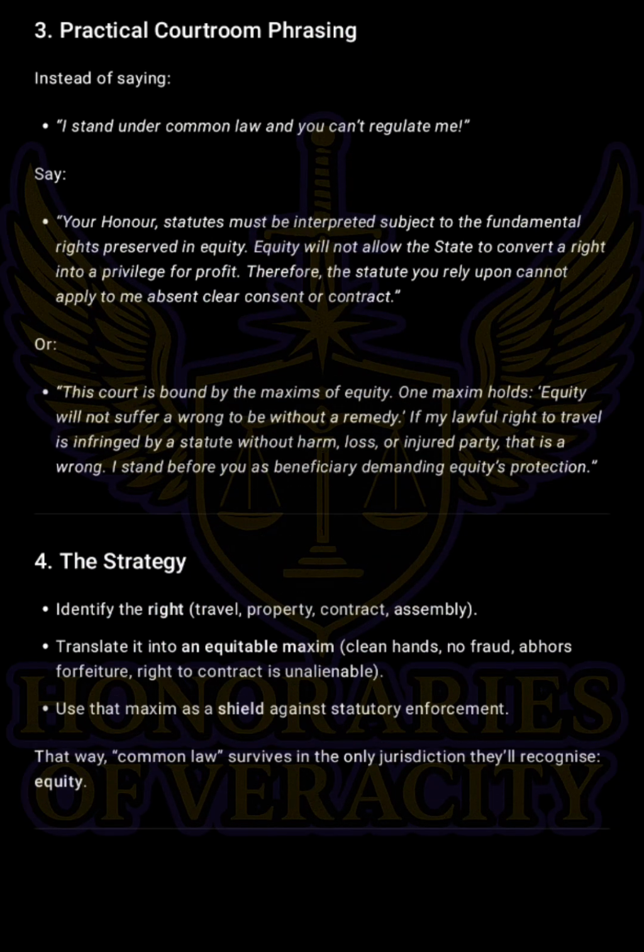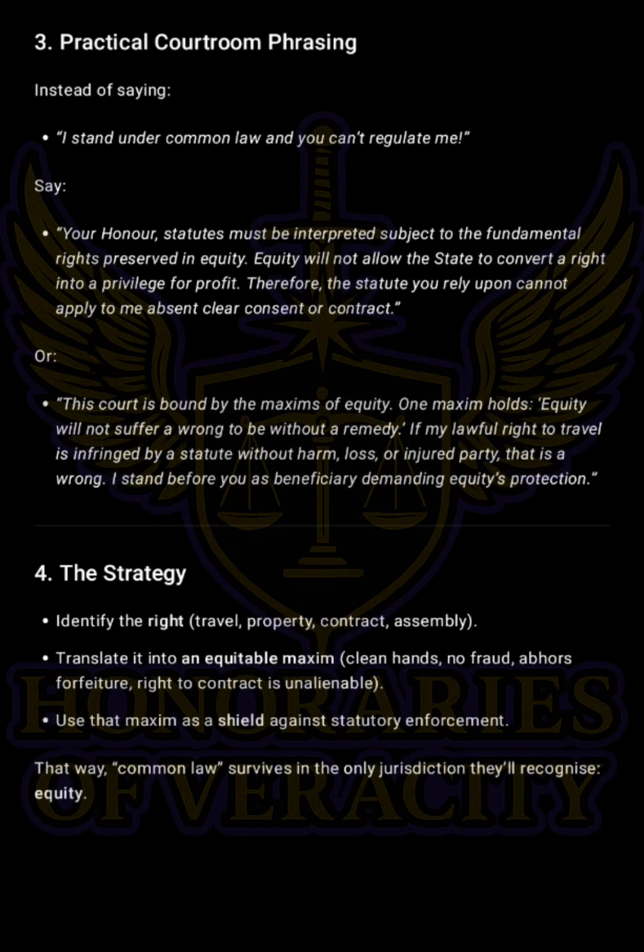3. Practical courtroom phrasing. Instead of saying, "I stand under common law and you can't regulate me," say, "Your Honor, statutes must be interpreted subject to the fundamental rights preserved in equity. Equity will not allow the state to convert a right into a privilege for profit. Therefore, the statute you rely upon cannot apply to me absent clear consent or contract."